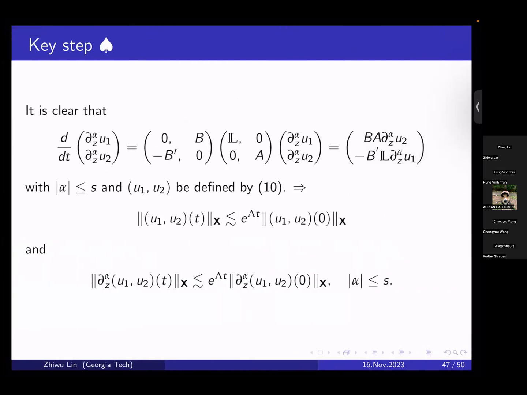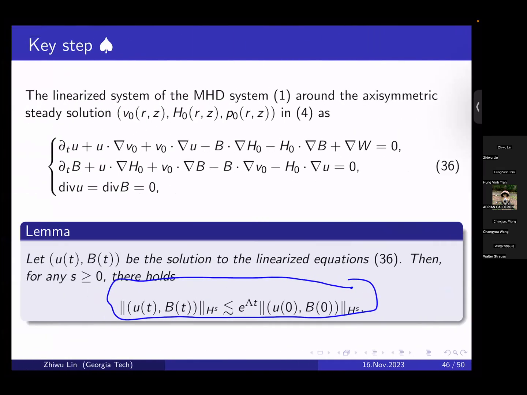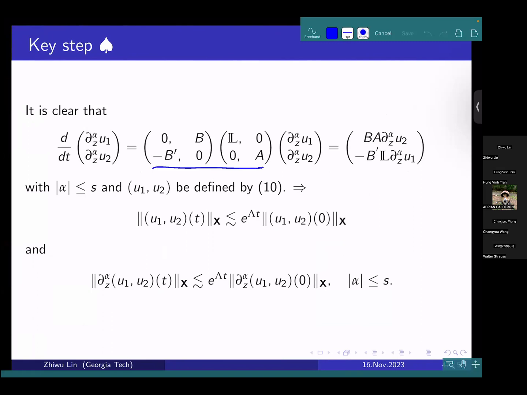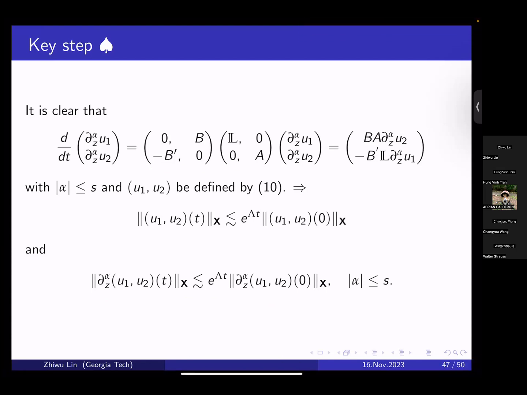Okay, now how do we get the estimate in the H^s space? Here we need to take s to be very large. So how do you get the estimate on the derivatives? If you look at the z derivatives, it is okay, because if you take any number of z derivatives of the Hamiltonian form of the linearized MHD equation, you still get the Hamiltonian structure, because the z derivative is exchangeable with this linear operator. So you still get the growth estimate for the z derivative from the Hamiltonian structure.